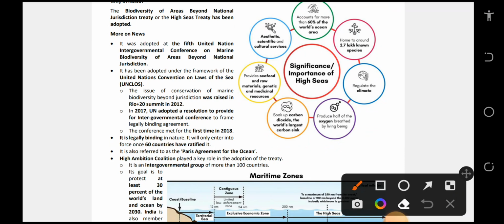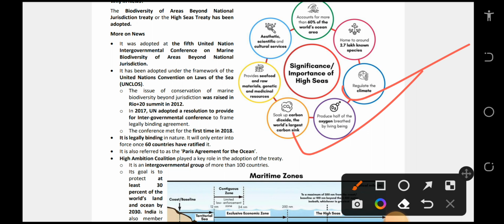So let's see the significance. The next point is the significance or importance of the high sea. What is the significance and importance of the high sea? Here are given seven significances, and we should see all of them one by one. First significance: regulate the climate change.